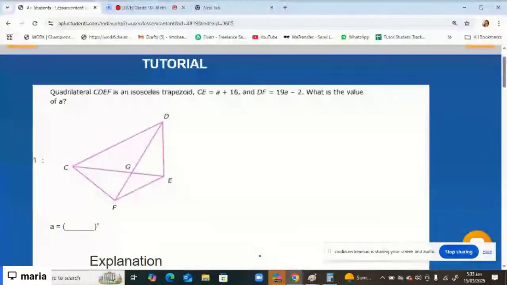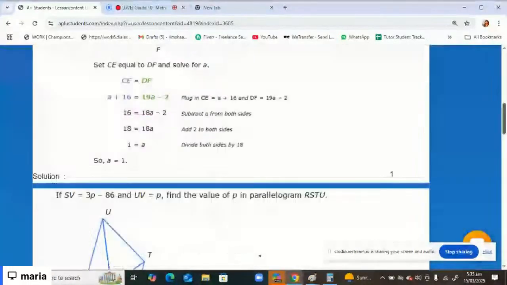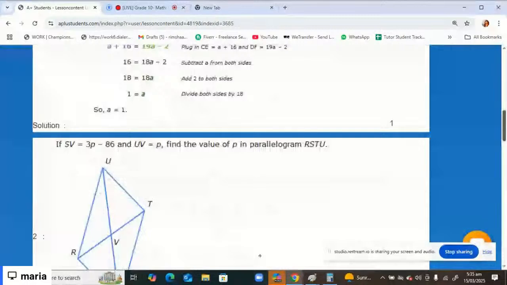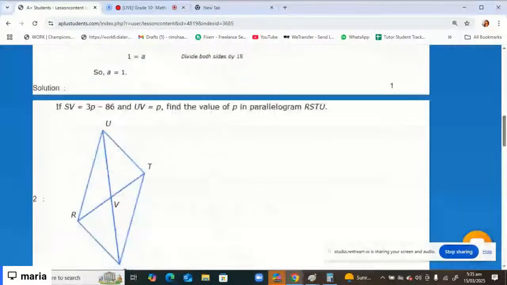Now look at here. We are going to find the value of P. That's it. Okay. S V is given. That is 3P minus 86. And U V is given. This is P. So find the value of P in the parallelogram. So how can we find the value of P?